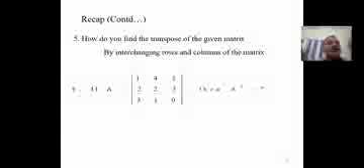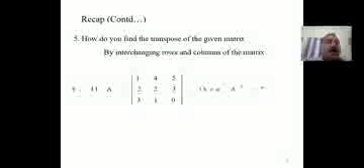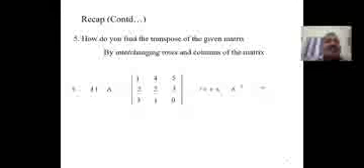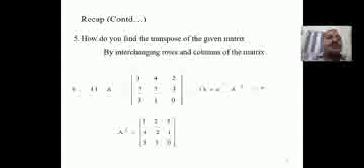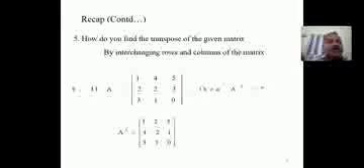Now, how do you find the transpose of a given matrix? The transpose of a matrix is obtained by interchanging its rows and columns. If A is equal to 1 4 5, 2 2 3, 3 1 0, then what is its transpose? A transpose equals: the first row 1 4 5 becomes the first column 1 4 5, 2 2 3 becomes the second column 2 2 3, and 3 1 0 becomes the third column. So its result is 1 2 3, 4 2 1, 5 3 0.